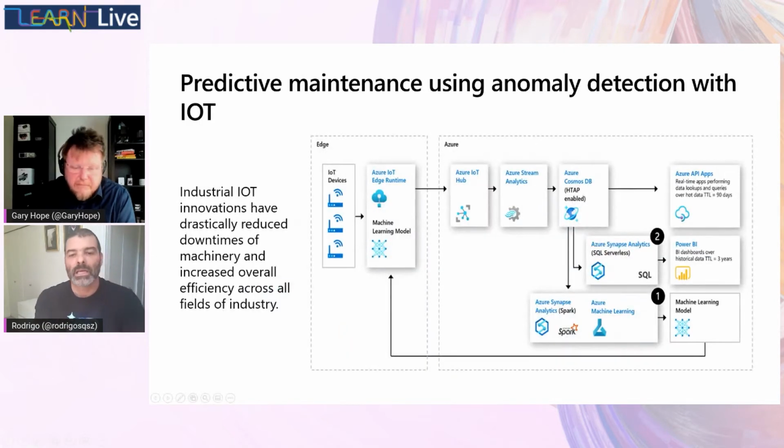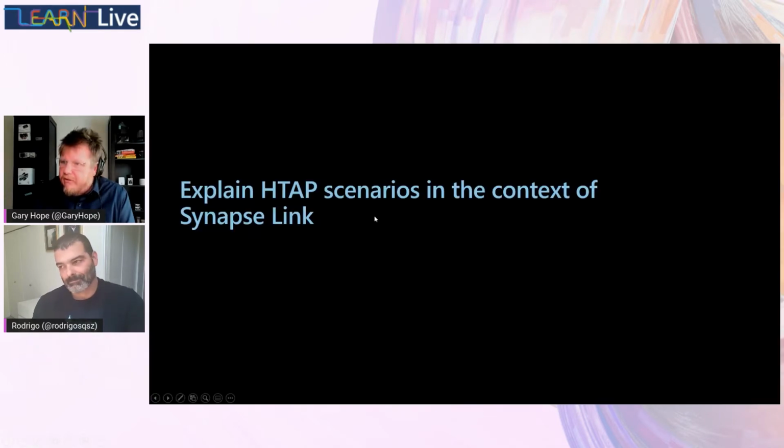Right. This is a similar scenario, just to mention that IoT is a very common, typical scenario we have for Cosmos DB. And of course, IoT customers benefit from Synapse Link for predictive maintenance, anomaly detection, and things like that. Cool. So that covers our scenarios.